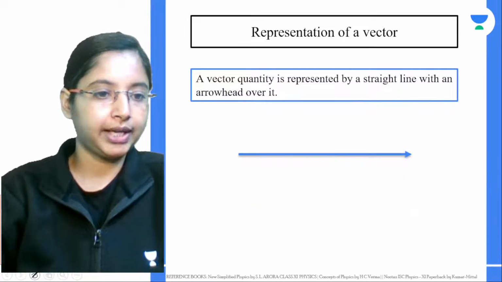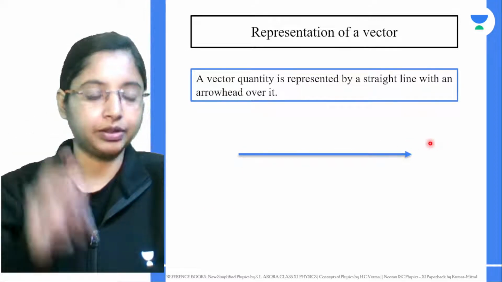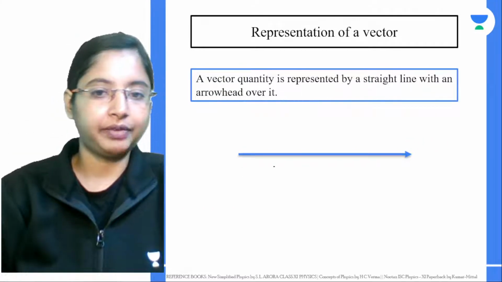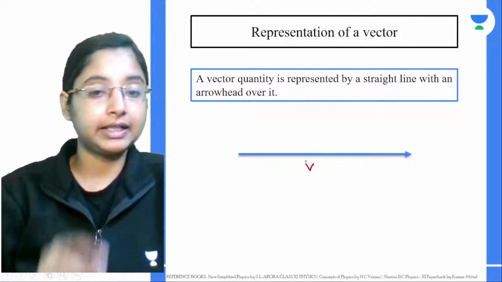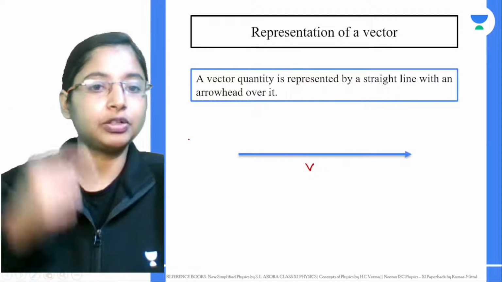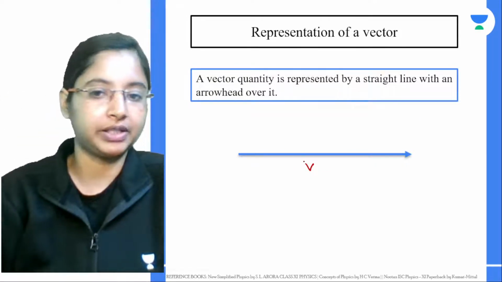Okay, so on that note, this is your representation of a vector. Speed is a scalar. That is right, Ridhima. Speed actually talks about distance by time, distance or the path length. That is actually a scalar quantity. So speed is a scalar quantity.